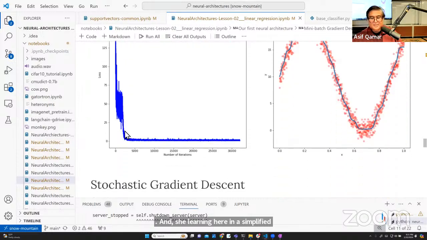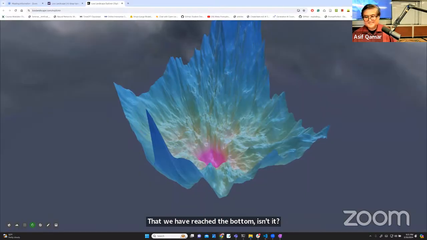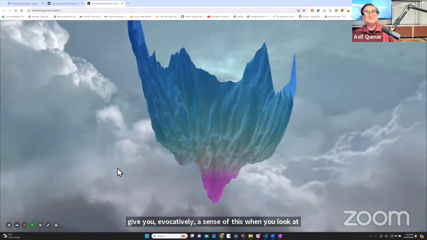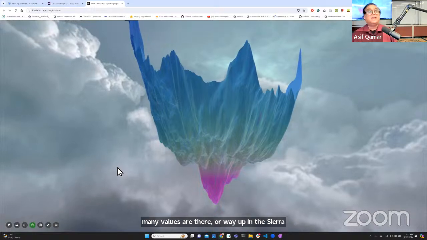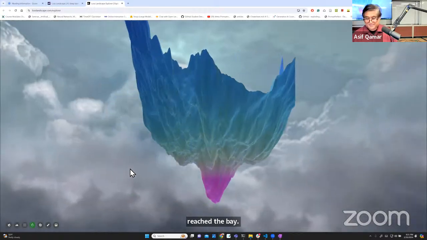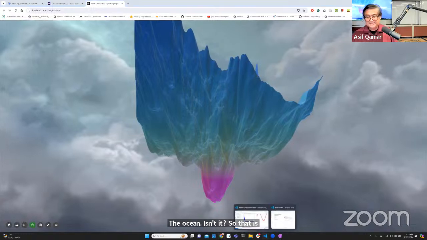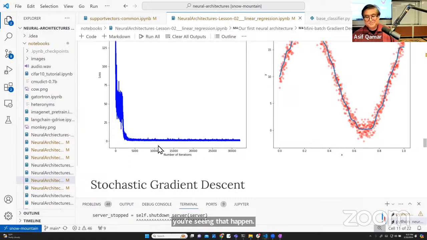Let's plot it. Oh, did somebody ask, can we get trapped in a local minima? We may think, okay, we have flattened out. What would have happened if we had just stayed at, let's say, 1,000 iterations? We might have gotten the false impression that we have reached the bottom, isn't it? And does it give you evocatively a sense of this? Look at how many false minima there are, how many valleys way up in the Sierra Mountains that you can fall into and think you have reached the bay, the ocean, isn't it? So in a very literal sense, you're seeing that happen even in this simple example here. But eventually it falls out. But do you notice that in a batch, again, it's bouncing around.